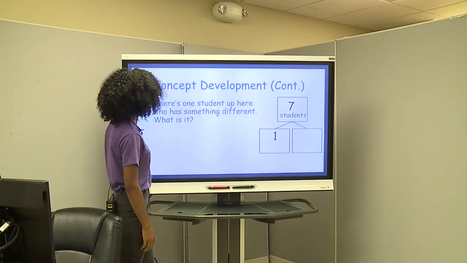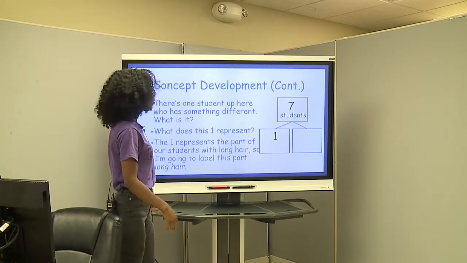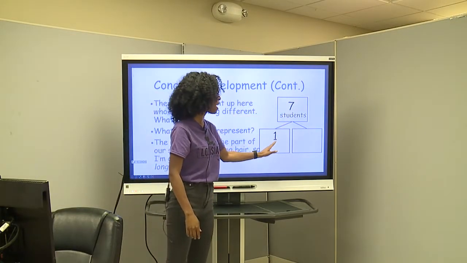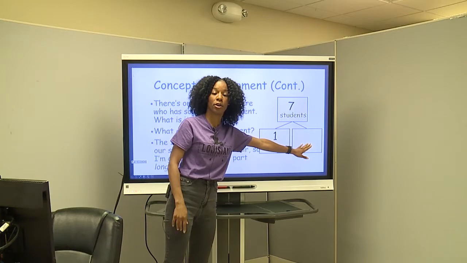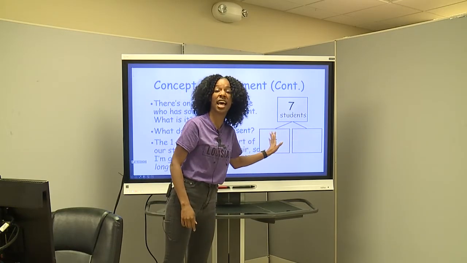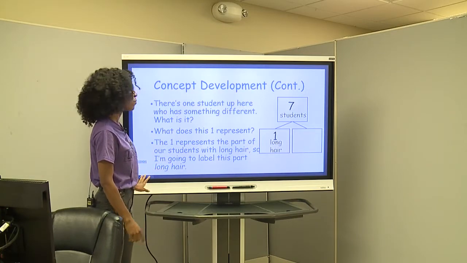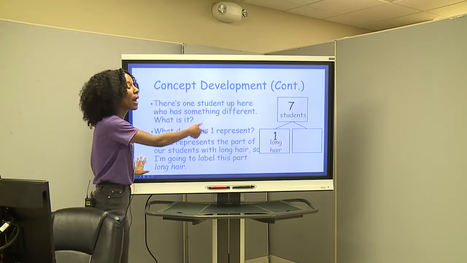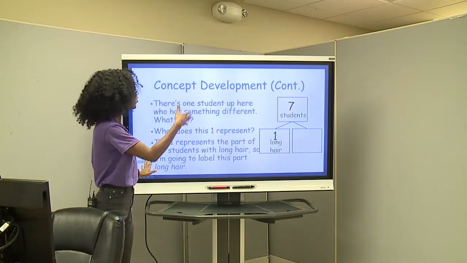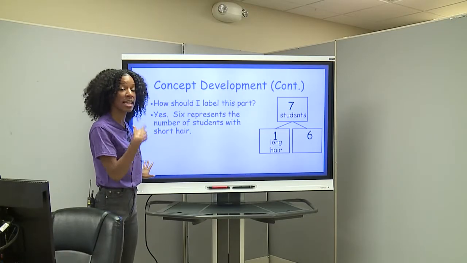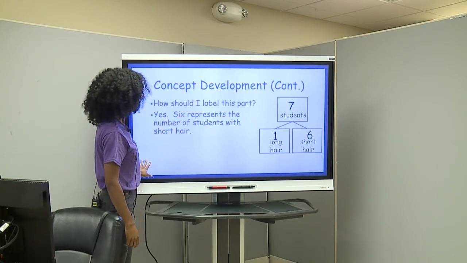So let's look at this for a second. The 1 is representing our part. So if 1 is our part, what is going to be our other part? Remember, our 2 parts together equal our total. So we have 1 part here with long hair. So how many students would we have with short hair? We would have 6 students, and I would label that short hair.